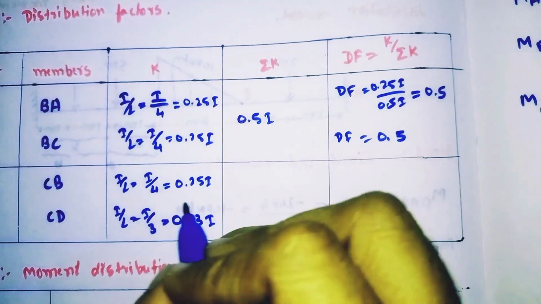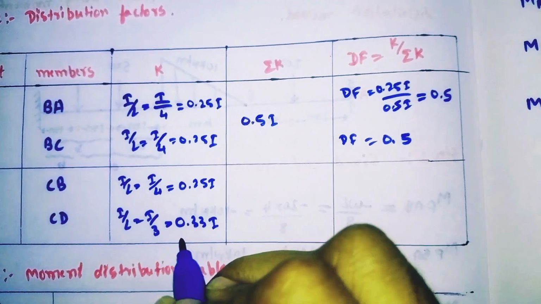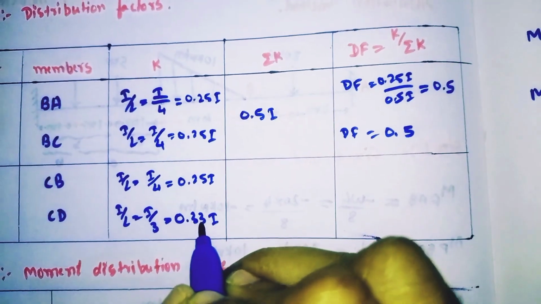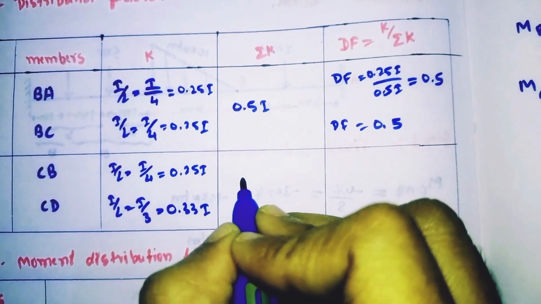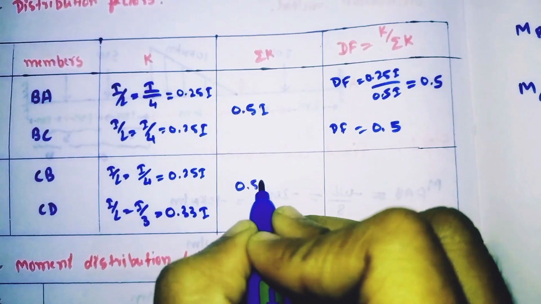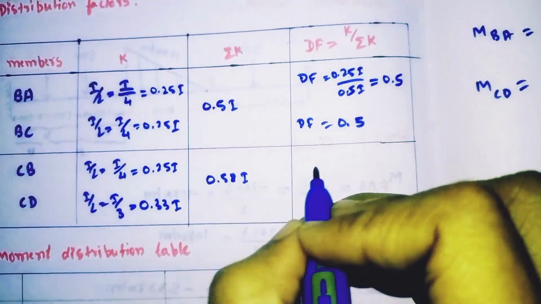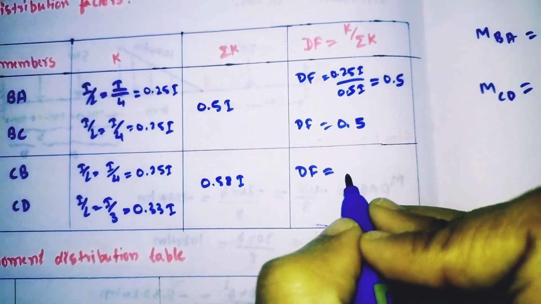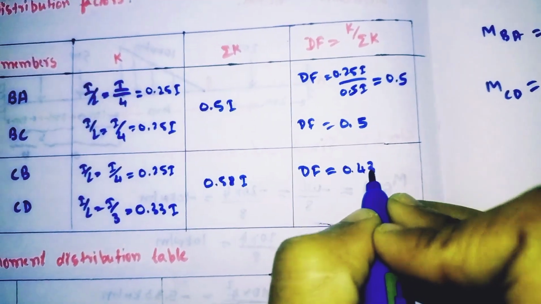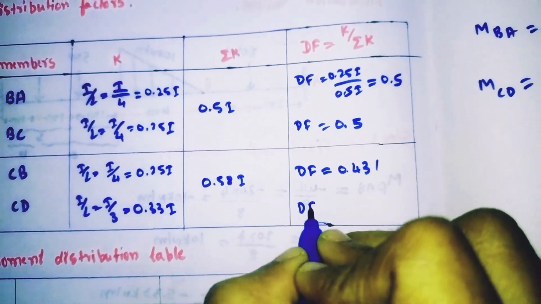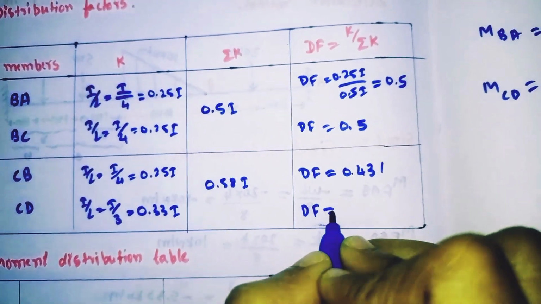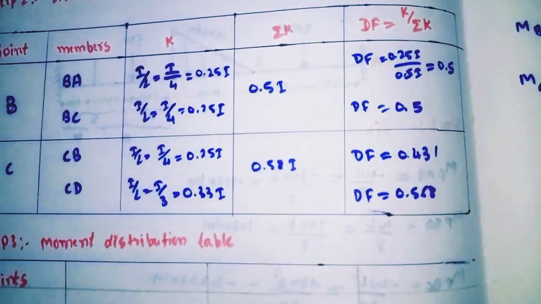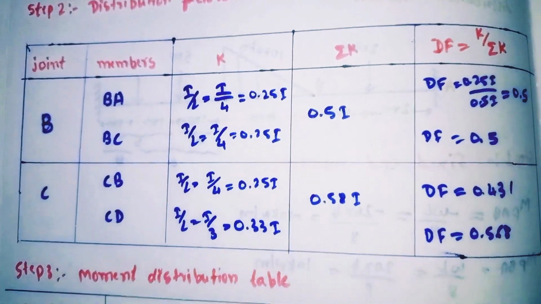Now the summation is 0.25I plus 0.33I. By adding, it will come out as 0.58I. So now calculate DF for CB, it will come out as 0.431. DF for CD, it will come out as 0.568. So this is how we calculate the distribution factor.